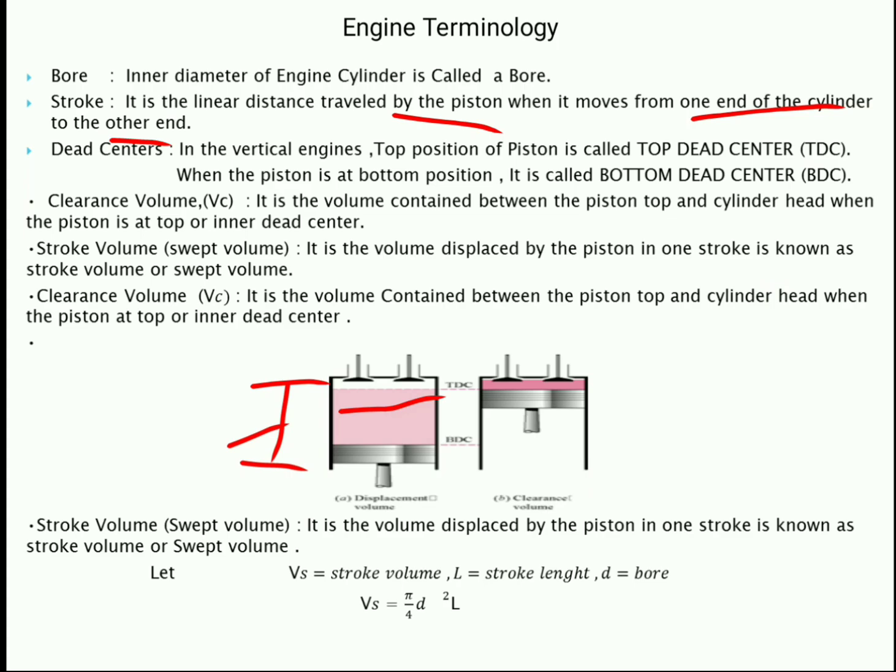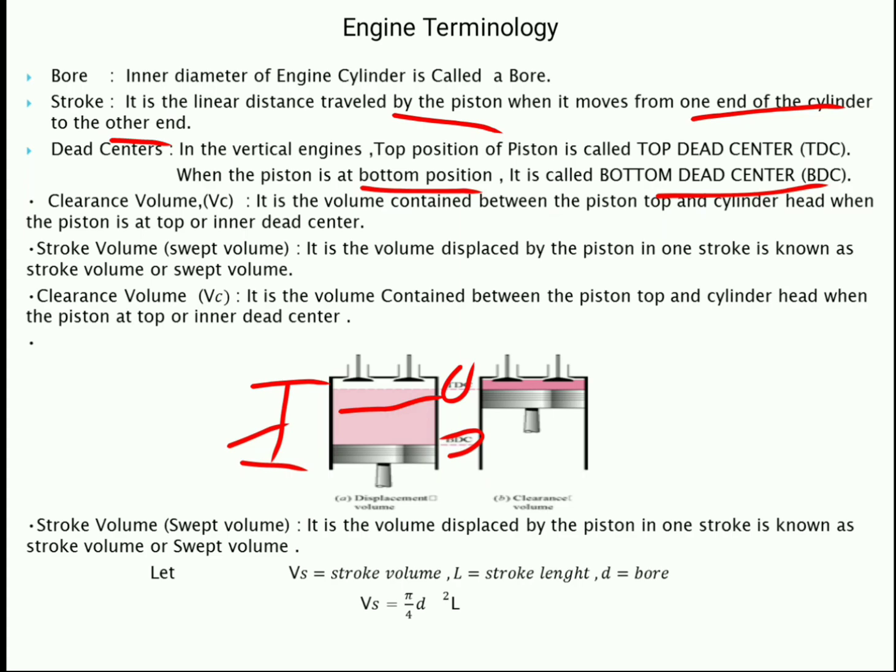Third is your dead center. In vertical engines, the top position of the piston is called the top dead center. As you see in this figure, TDC is the top dead center. So when the piston is at the topmost position, that position is called the top dead center. And when the piston is at the bottom position, then that position is called the bottom dead center. As you see in this figure, BDC is the bottom dead center.